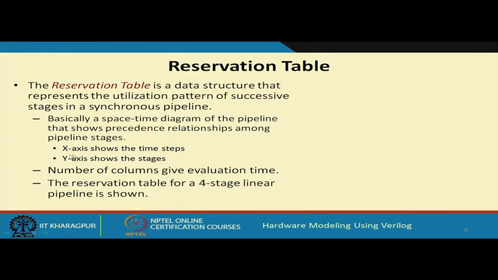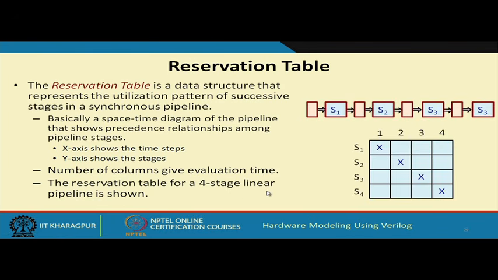Okay. Now, in the reservation table, the x axis shows the time steps and the y axis shows the stages. The number of columns will give you the total number of time steps, that means the evaluation time. Let us take an example of a 4-stage linear pipeline. Suppose I have a 4-stage pipeline where these pink boxes are the latches. The reservation table can be shown like this.